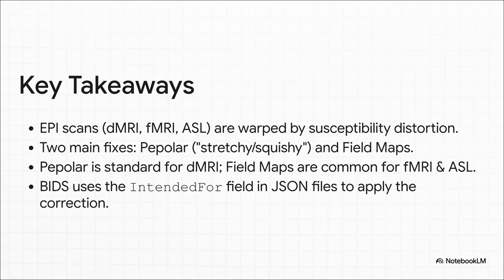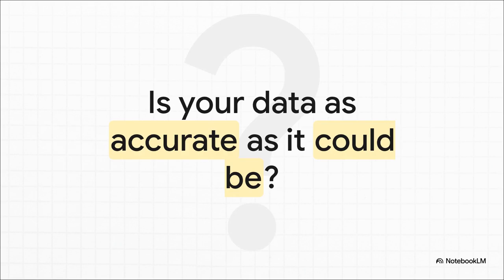So let's do a real quick recap. Number 1, EPI scans get warped because of susceptibility distortion. 2, we've got two main ways to fix it: the PE-polar or stretchy, squishy method, and field maps. 3, PE-polar is the way to go for DMRI, while field maps are what you'll usually see for fMRI and ASL. And 4, the way we make it all happen is by using that IntendedFor field in our BIDS JSON files.